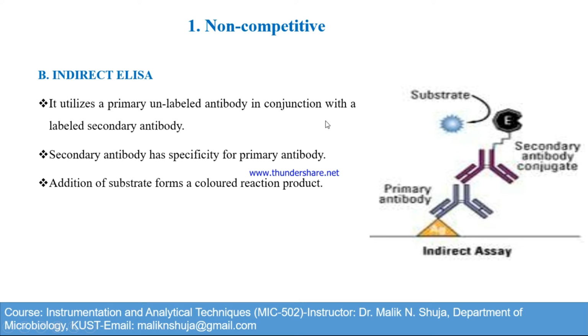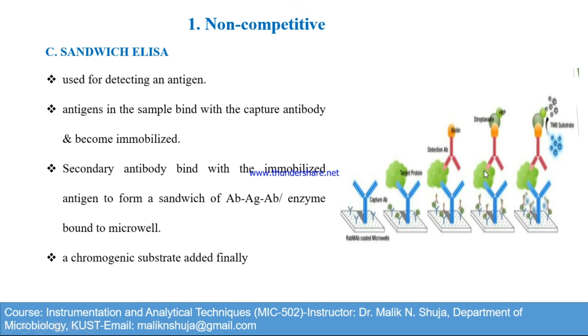So in the indirect ELISA, we are using two different antibodies. One is the capture or primary antibody, and the second is the secondary antibody. On the other hand, we can use sandwich ELISA. The word sandwich indicates two types of antibodies which sandwich the antigen. It is used for determining an antigen in a given sample.